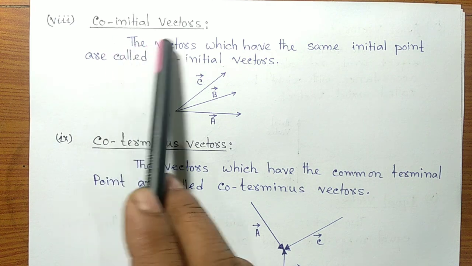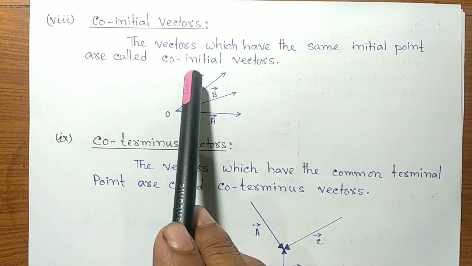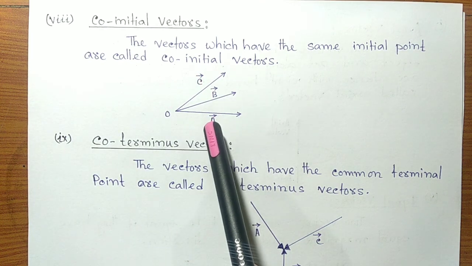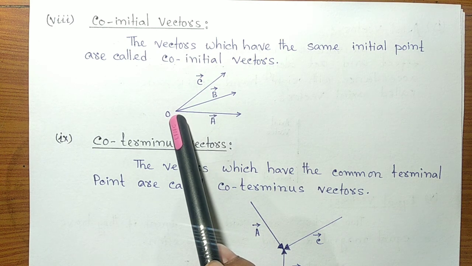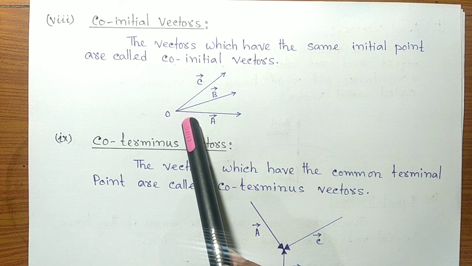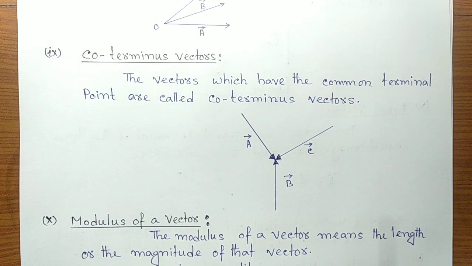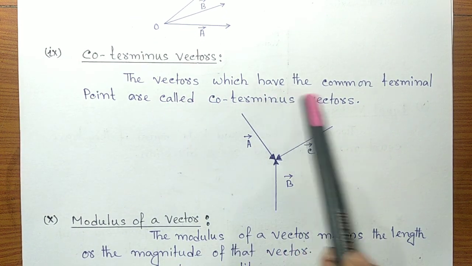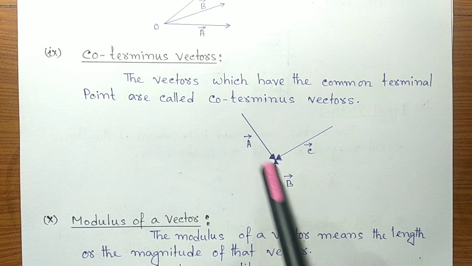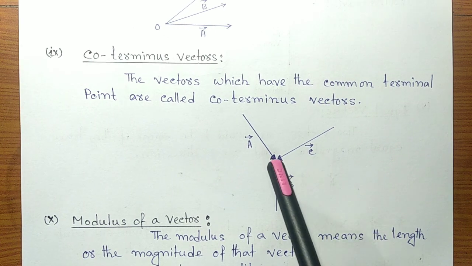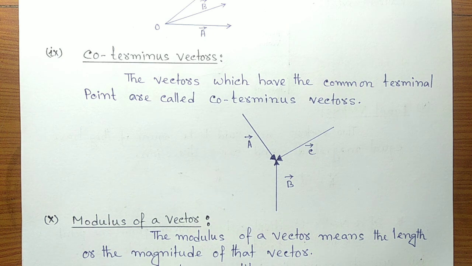Next is co-initial vectors. The vectors which have the same initial point are called co-initial vectors. Here A, B and C, three vectors, have the same starting point O, so they are called co-initial vectors. Next is co-terminus vectors. The vectors which have a common terminal point are called co-terminus vectors. Here A, B, C have a common terminus point, so they are called co-terminus vectors.